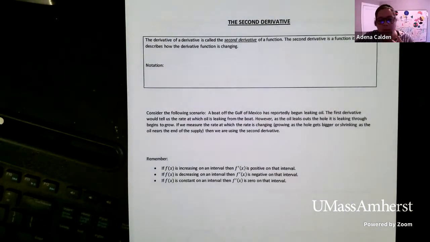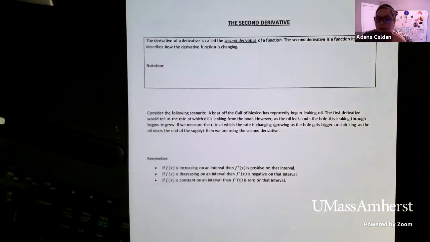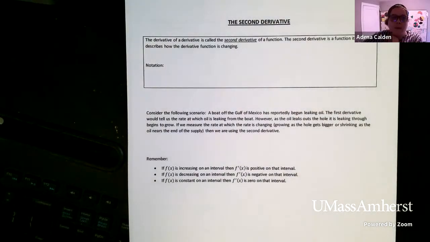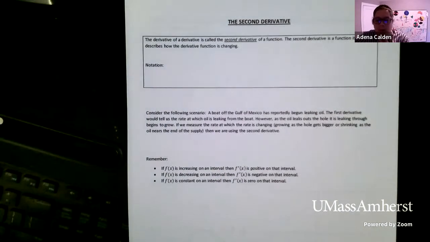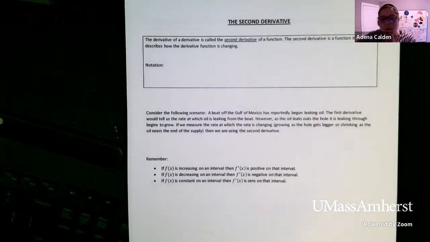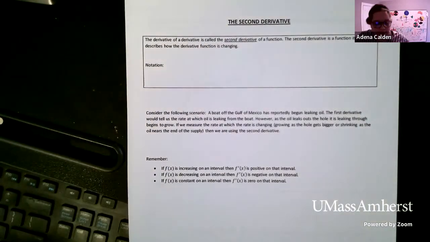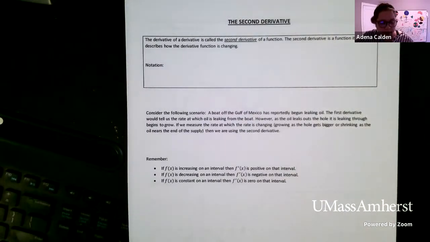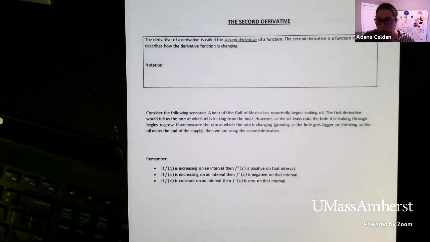So thinking about rates of change can be really helpful in the moment to determine different things that are happening in real life. The second derivative is going to become important to us because the rate of change of a rate of change does have a lot of implications.